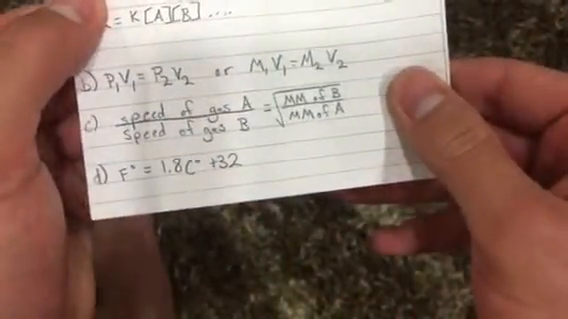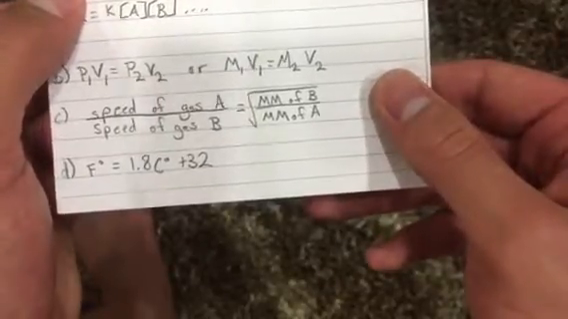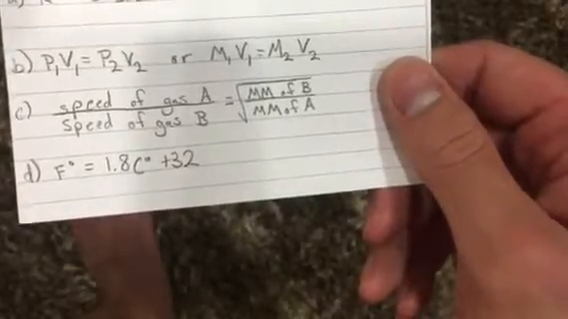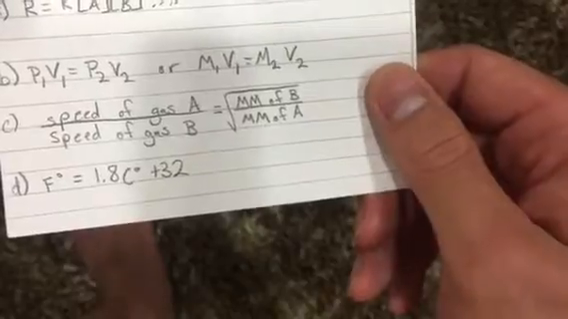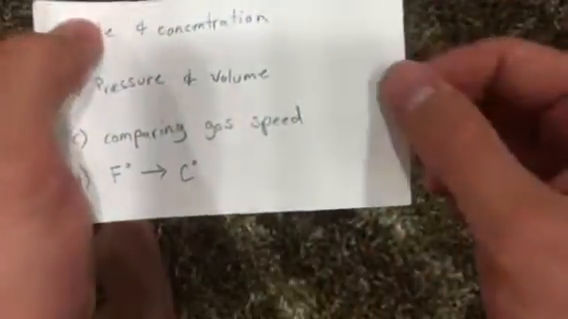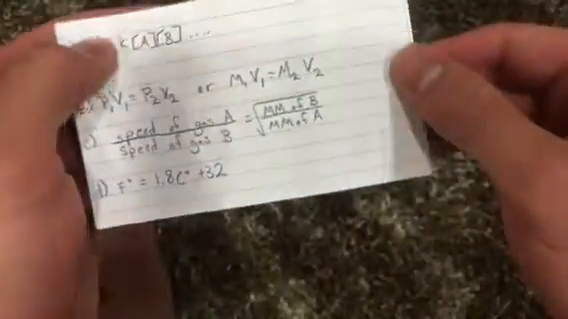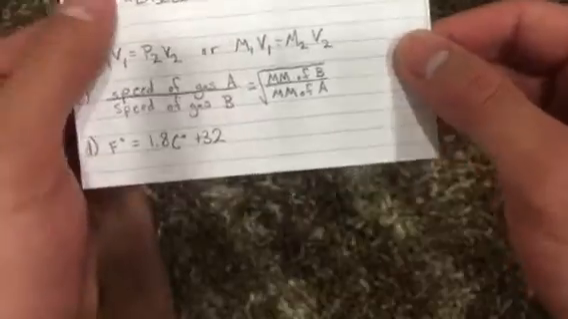Comparing gas speed. Okay, this equation is going to be the speed of gas A over the speed of gas B. The ratio is equal to the square root of the molar mass of B divided by the square root of the molar mass of A. The equation for going from Celsius to Fahrenheit, that's easy. Fahrenheit is equal to 1.8 times the Celsius plus 32.